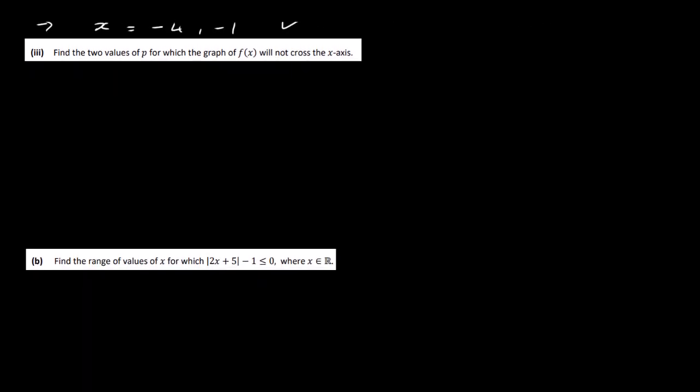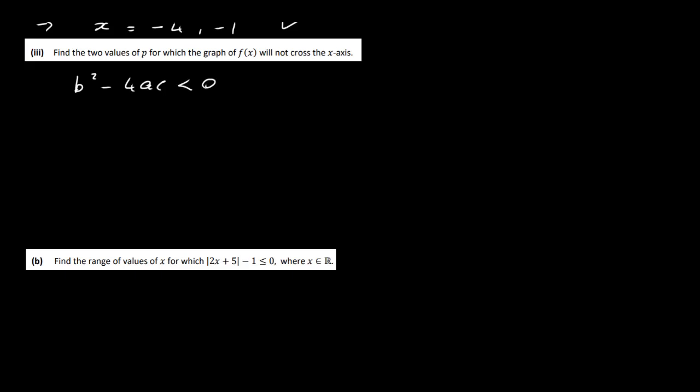Okay, so that's it. Find the two values of p for which the graph of f of x will not cross the x-axis. Will not cross the x-axis. That means we will have non-real roots. And for non-real roots, the discriminant is going to have to be less than 0. So remember, our discriminant is b squared minus 4ac.